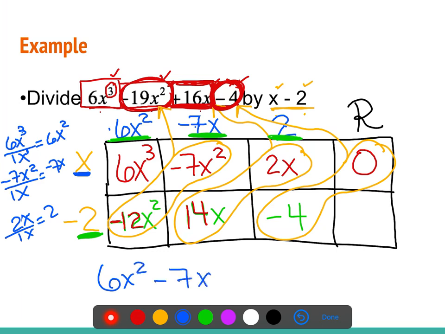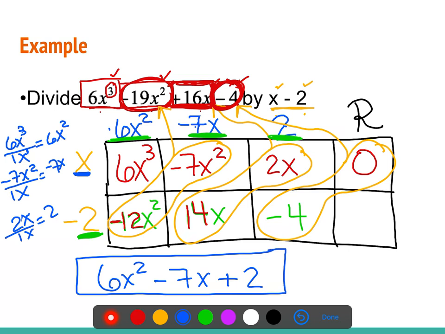Now here's the really cool thing. My answer is the quotient on top. My answer is going to be 6x squared minus 7x plus 2. Now my remainder was 0, so I don't have to write plus the remainder over the divisor. Here's my answer.